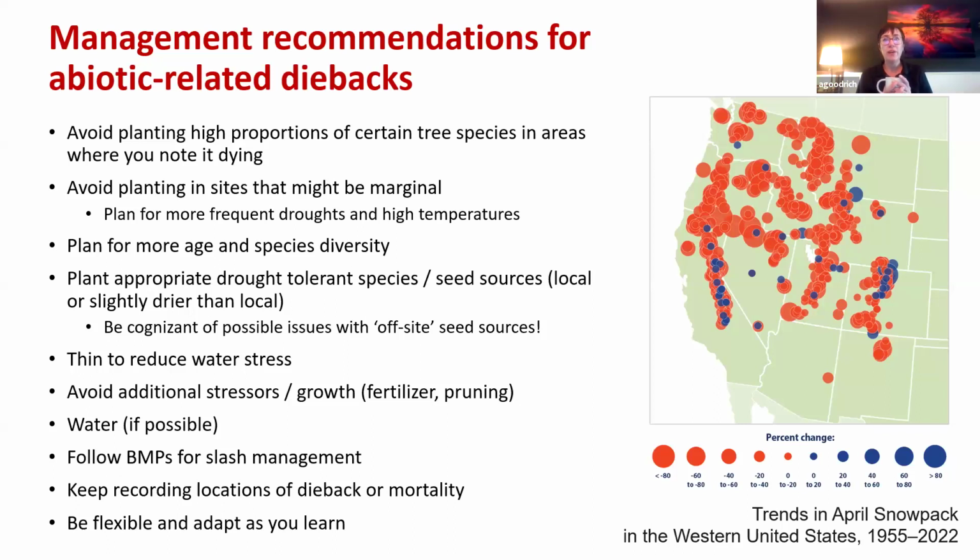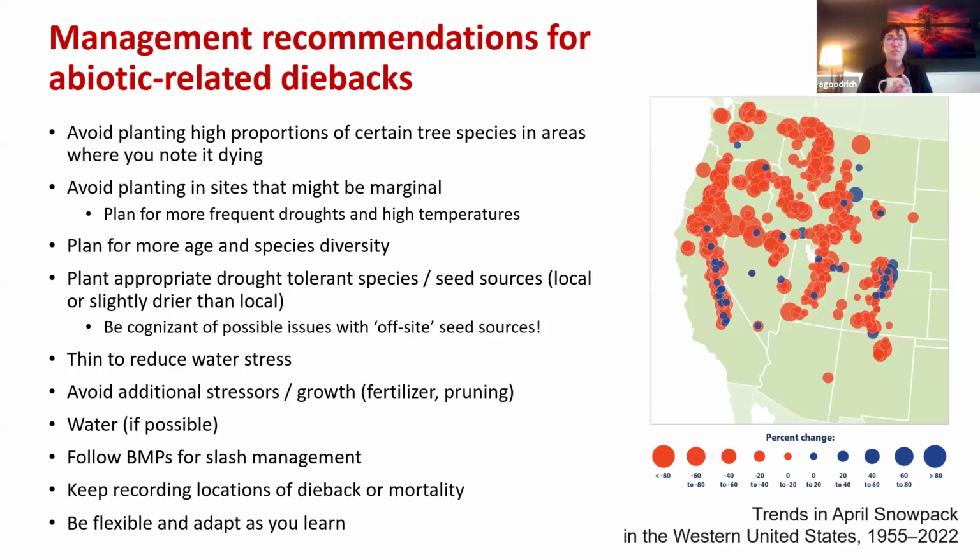But we don't want to be planting trees that are either on marginal sites or that we know have had drought-related diebacks. Sorry, my dog's starting to bark here. It's important to plant appropriate drought-tolerant species and seed sources. So keeping it as local as you can, or maybe moving into a slightly drier source than local, but also be cognizant of possible issues with off-site seed sources.